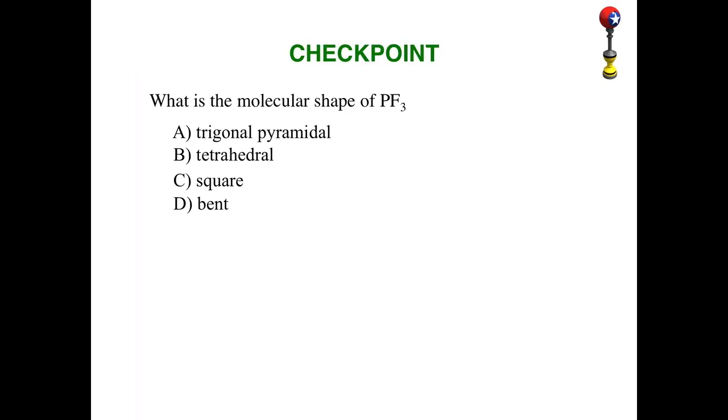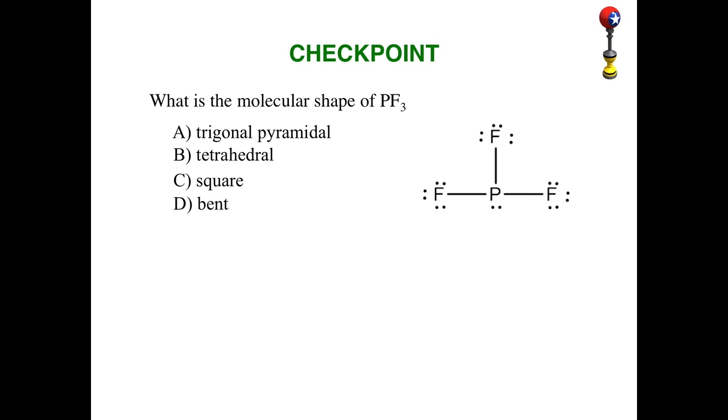So let's have a checkpoint. What is the molecular shape of PF3? After drawing the correct Lewis structure, you should see that phosphorus is a central atom with 3 bonds, each connecting to a fluorine, and then a lone pair also.